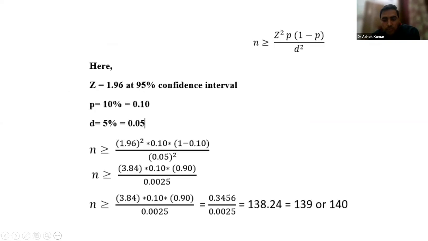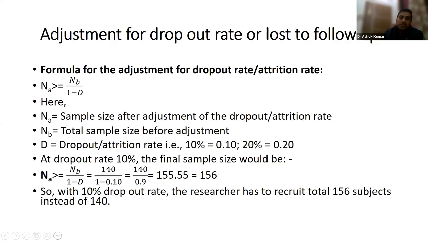So next is the adjustment for dropout rate or loss to follow-up. Sometimes there is also a non-response rate, and it mainly happens in longitudinal or follow-up studies. And it may also happen in descriptive studies. So this is the formula for the adjustment for dropout rate or attrition rate. You have to remember this formula.